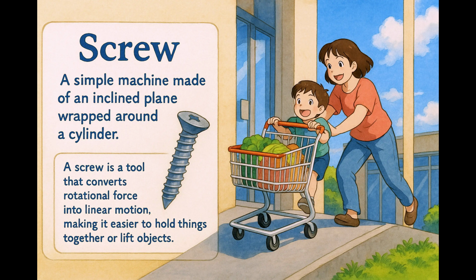In this analogy, the steep ramp represents the inclined plane, while the cylindrical path of the screw is akin to wrapping that ramp around a pole, making it easier to drive into surfaces by spreading the effort over a longer distance, just as a gentler slope makes pushing the cart less strenuous.